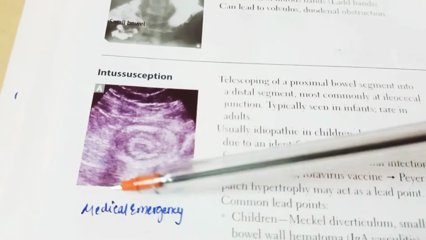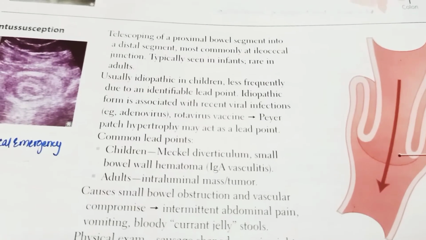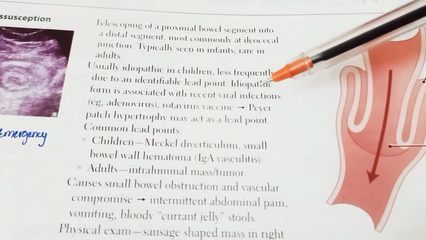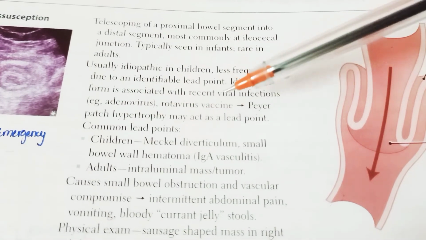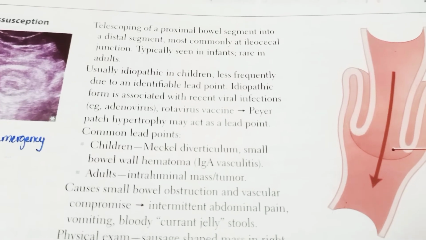Imaging, ultrasound and CT, show target sign. You can see the target sign in the center. It's a medical emergency. Sometimes even infections can cause this, like adenovirus, and rotavirus vaccine may cause Peyer's patch hypertrophy, and that Peyer's patch hypertrophy may act as a lead point.